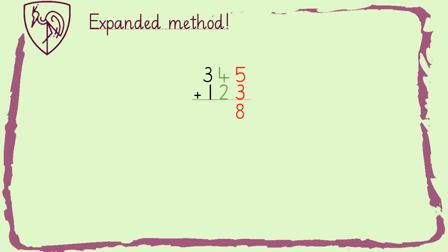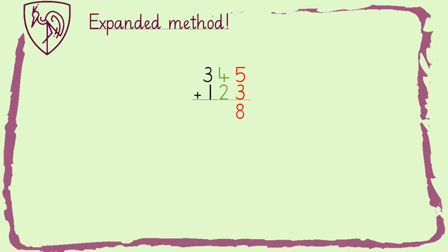So our next step is to deal with those green digits, the tens. I've got 4 tens and I want to add to it 2 tens. Now we'd think of this as 4 add 2, but we've got to remember that it's not 4 add 2 because that would just be 6. And actually it's 4 tens and 2 tens, which gives us 60. And this is where understanding is necessary.